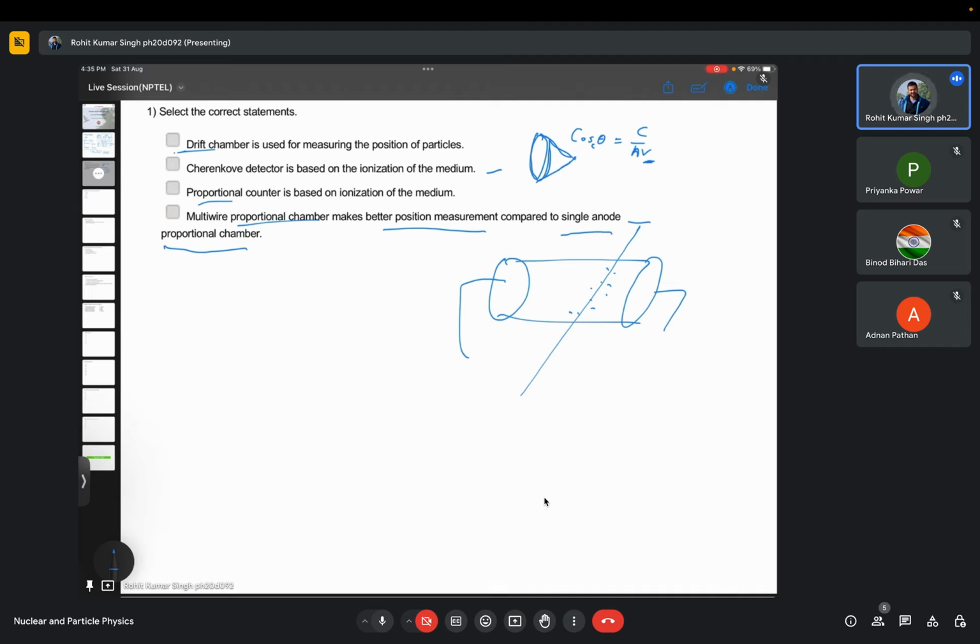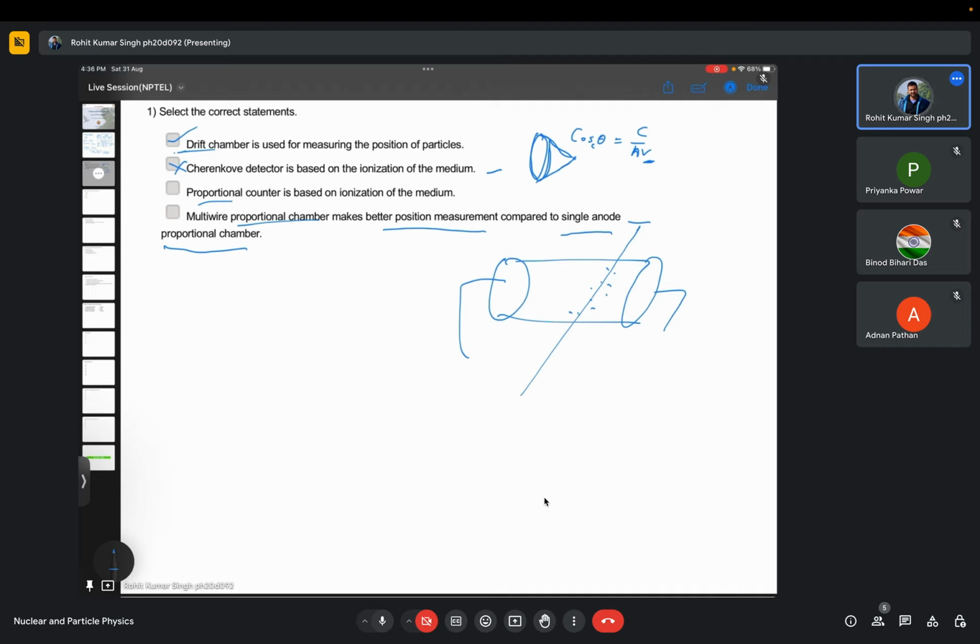But anyway, if it's a solid state material, then ionization is not the right word to say anything. So right now I will say this is wrong. Why not the first option? Why did you not choose the first option? The first option also, I think, is correct, because drift chambers are used to measure precisely the position of particles, right?